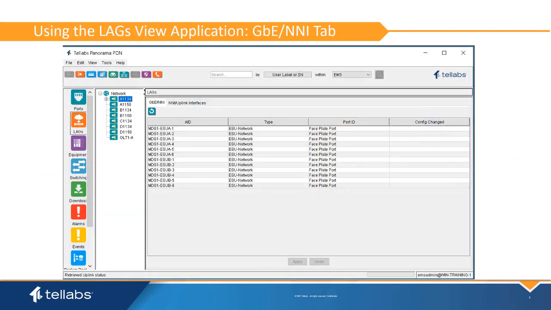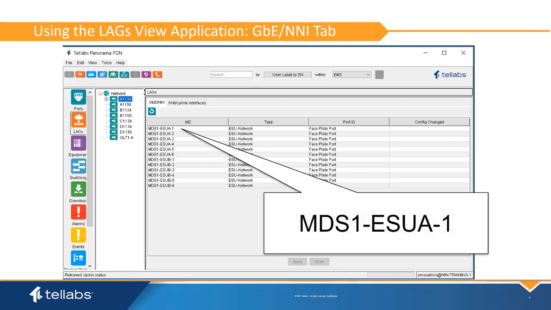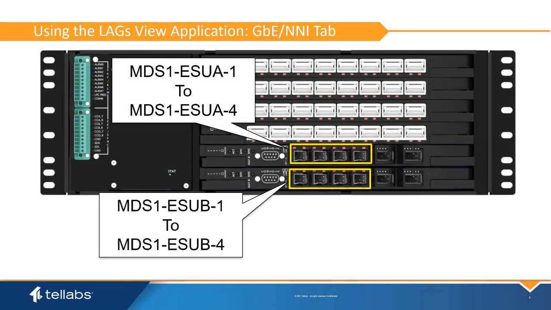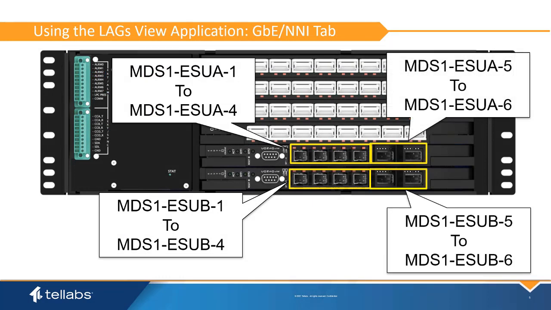The Lags View application is divided into two tabs. The first tab identifies the Ethernet ports available for uplinks. The address for each port is identified as either ESU-A or ESU-B. The number identifies the port number on the ESU card. Ports 1 through 4 are 1 gig ports, and ports 5 and 6 are 10 gig ports.